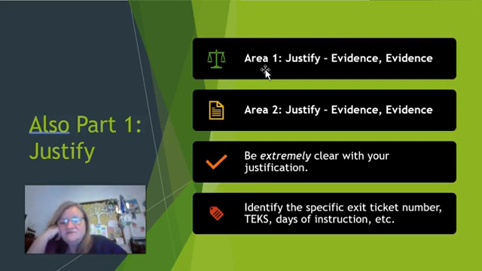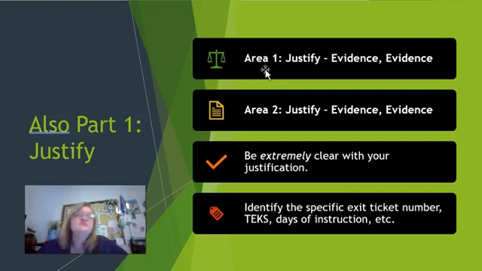And then you need to justify it. So you're basically saying how you know that. And you justify it through evidence. And we'll see an example of a level 3 response in a second. But they want you to put 2 pieces of evidence. It doesn't say that you need any evidence. It just says justify it. But they want you to do area 1, justify, evidence, evidence. Area 2, justify, evidence, evidence. And the evidence needs to be specific.